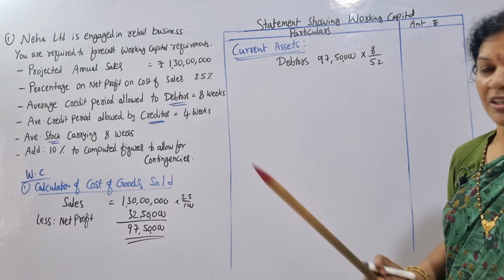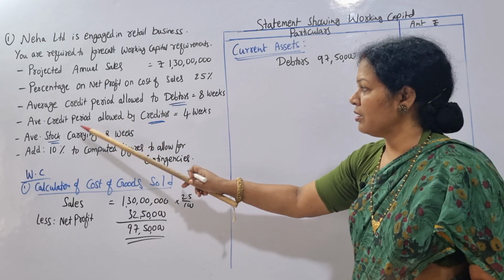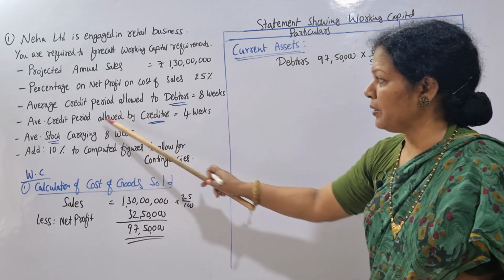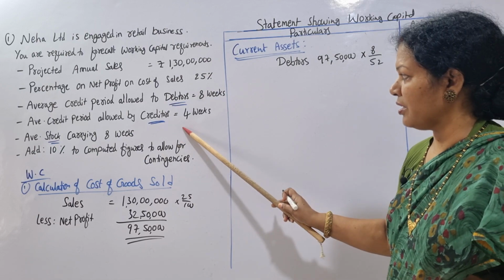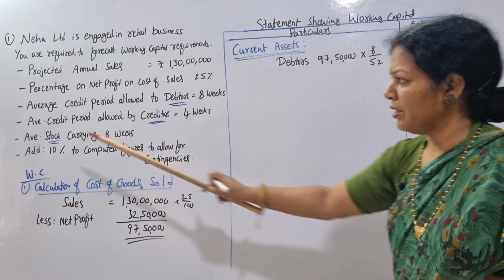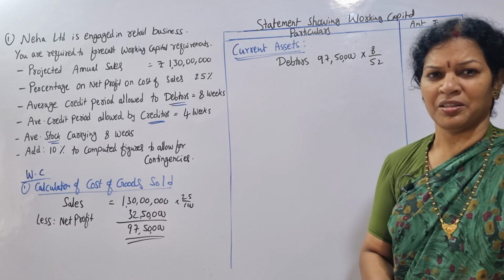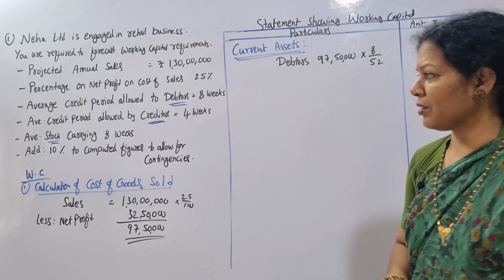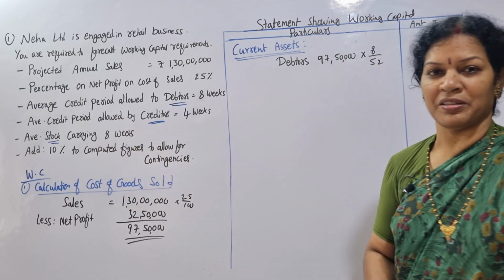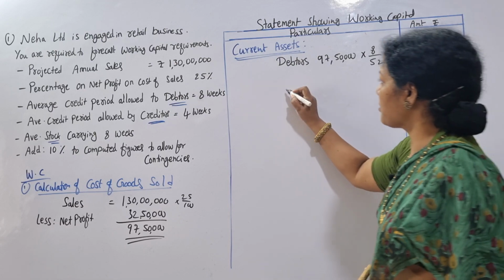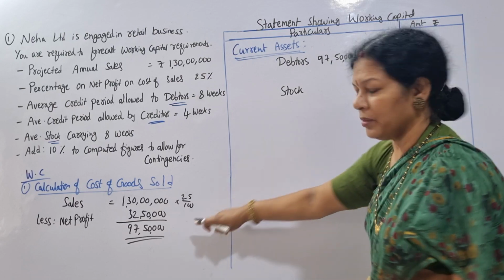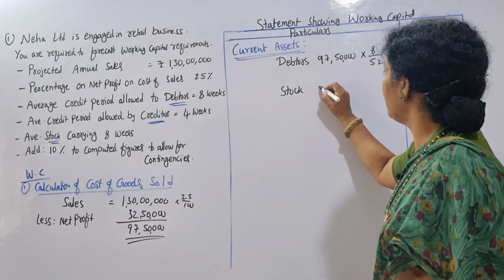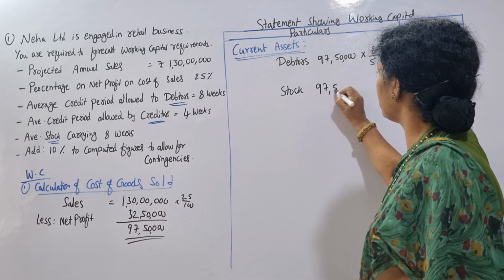So this is debtors. Next, in the same way, total creditors, credit period allowed by creditors, that comes under the current liabilities. Current liabilities we will do downside. Another one is average stock. Stock is carrying 8 weeks. So we'll do the stock also. Stock on the same base only, 97 lakh 50,000.